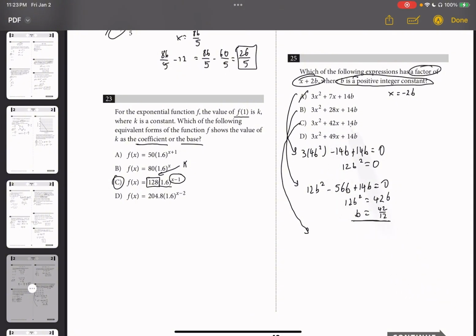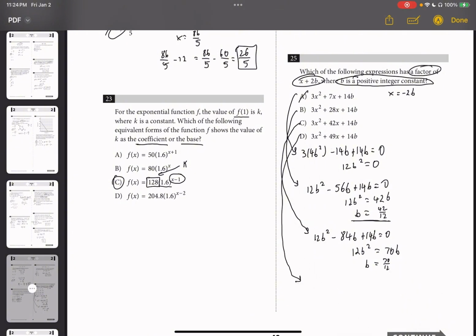3x squared plus 42x plus 14b now, and we get 12b squared minus 84b plus 14b is equal to 0, and this simplifies to 70b when we move it to the other side. This is equal to 12b squared. So b here, when we divide 70 by 12, we get another fraction, which we'll come back to.